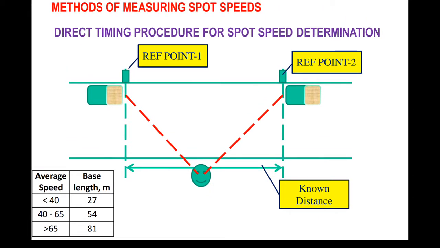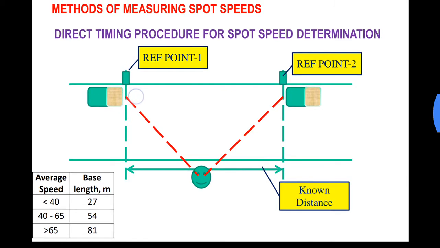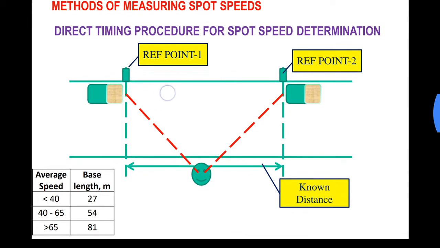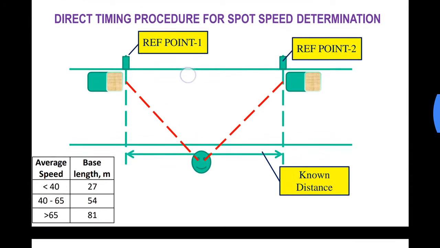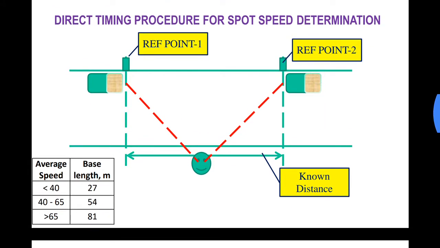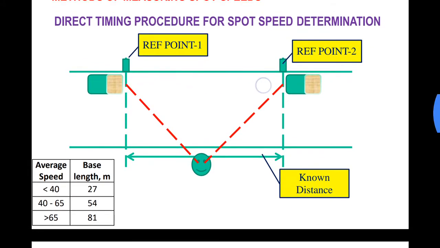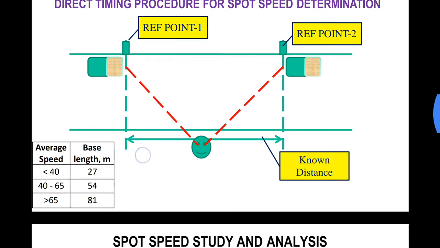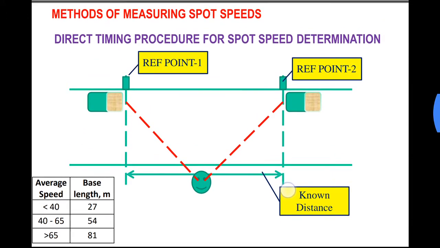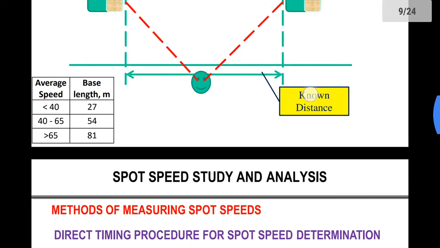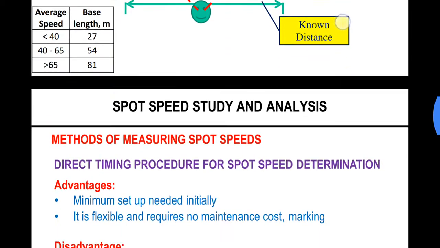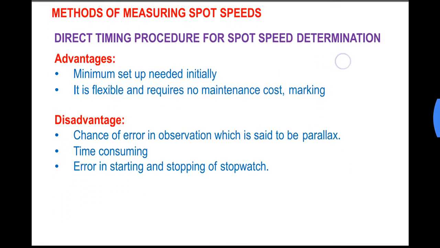After doing this, there is a surveyor who is placed midspan over here, and he needs to record the time taken for this vehicle to travel from reference point 1 to reference point 2. Then, if we have the time of travel and we know the distance, speed is equal to distance traveled by time taken. So this is the first procedure or the first method.